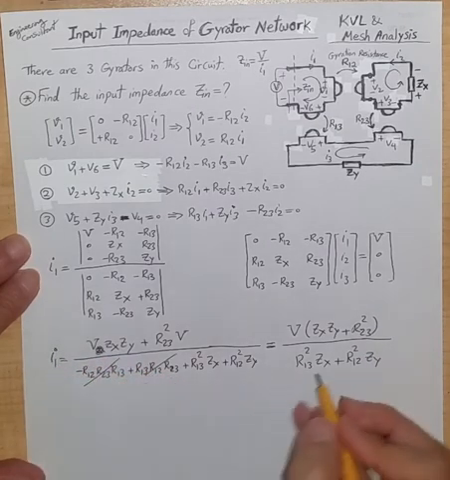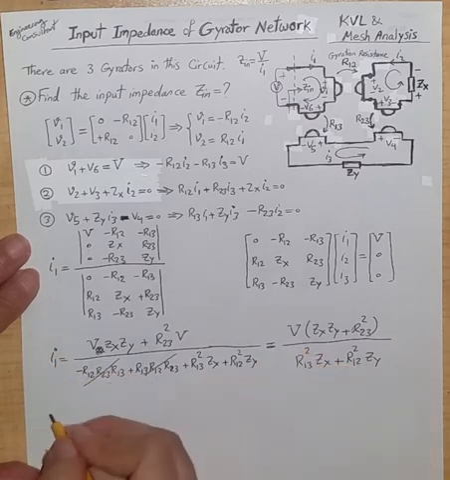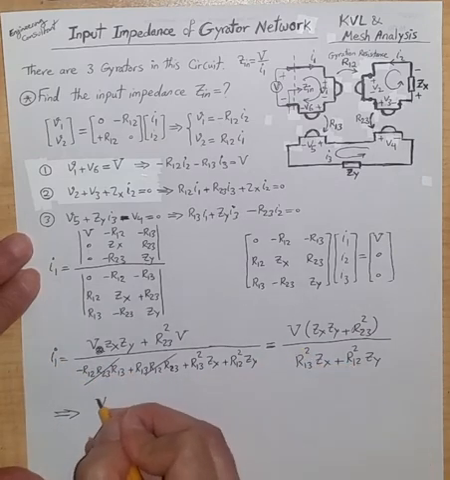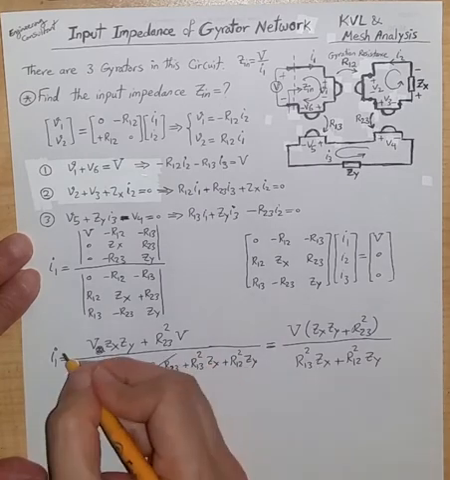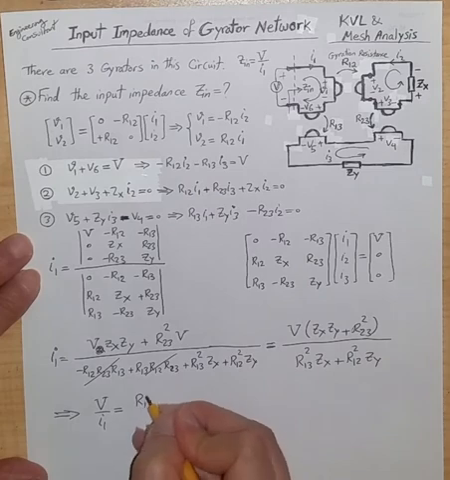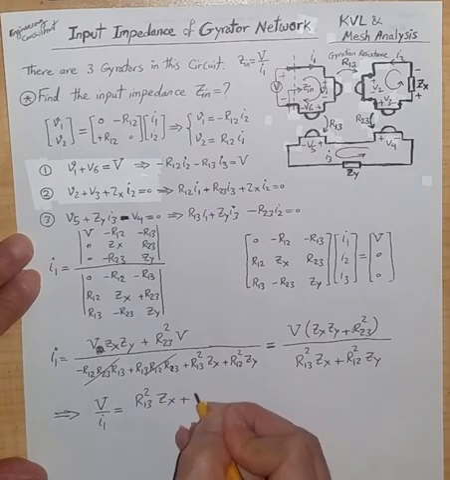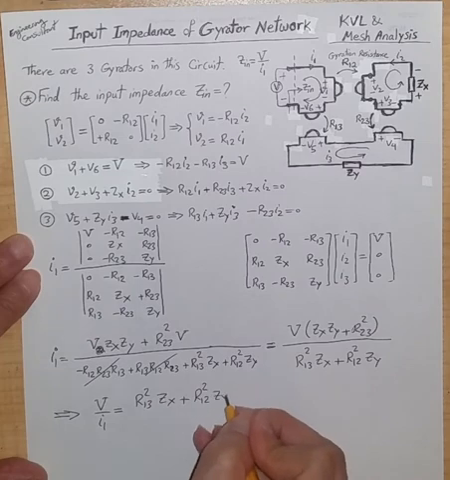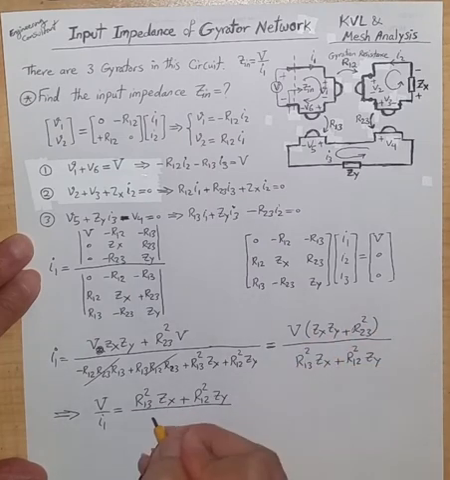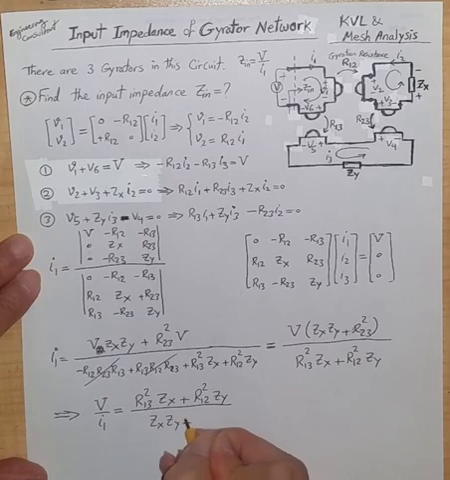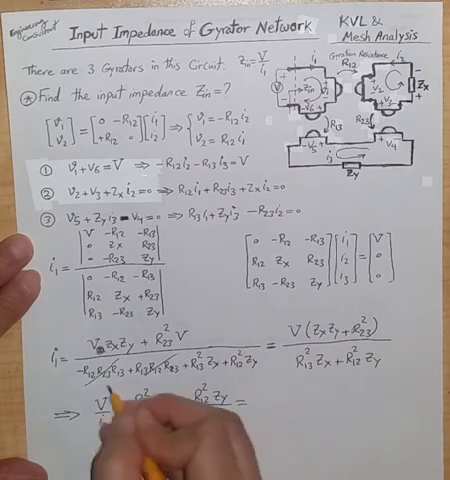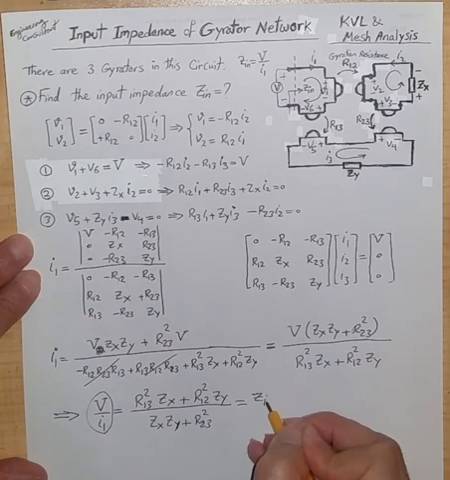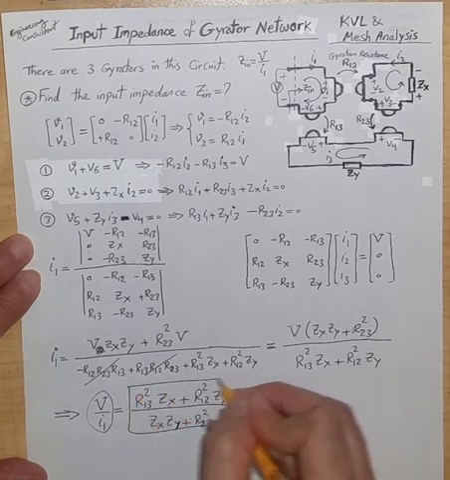That is now a relationship between V and I1, so I can rewrite it as V divided by I1 is equal to, so I'm just reshuffling things. And this goes to the denominator, so it becomes Zx Zy plus R23 squared. And this is exactly Zn that we were looking for. So this is the final answer.